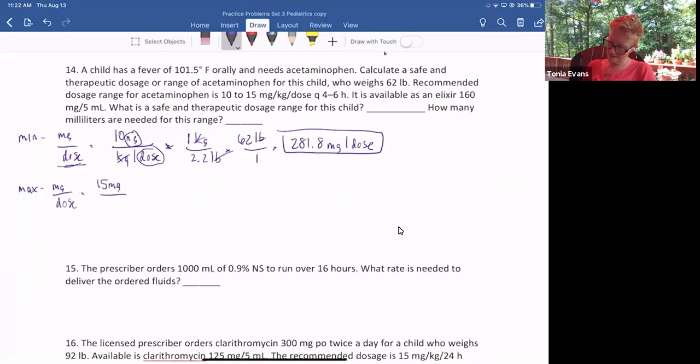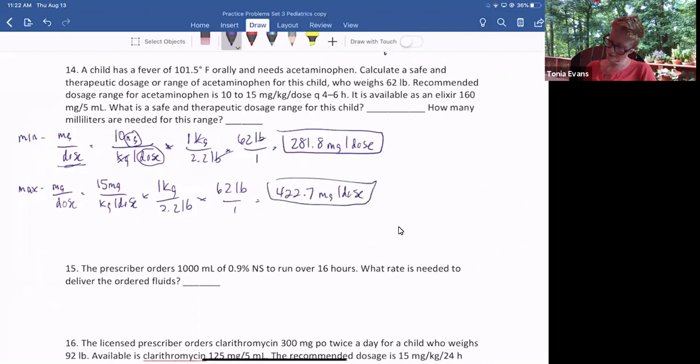All right, here's our maths. 15 milligrams per kilogram per dose. 1 kilogram is 2.2 pounds. 62 pounds. 15 times 62 divided by 2.2 equals 422.7 milligrams per dose. Okay, so there's our therapeutic range.